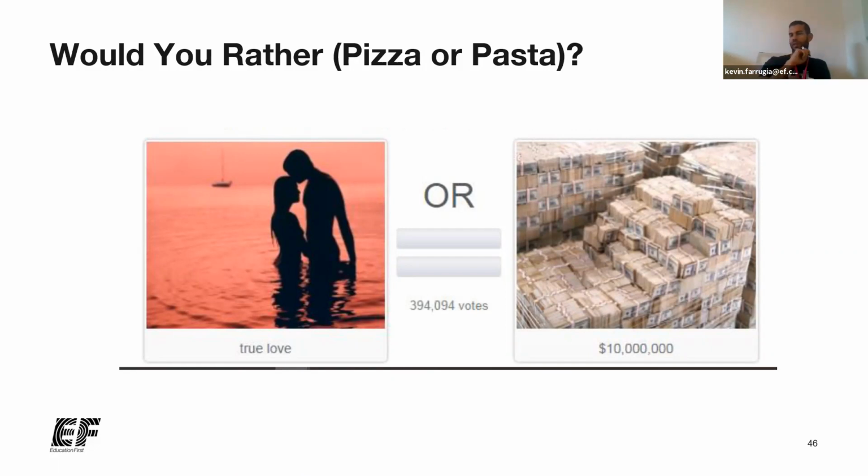I'm curious, what's your opinion? And could you write that in the chat box? If I ask you right now, you can have true love for the rest of your life or $10 million. What would you say? Money, love, money. So 2 money, 1 love, true love, money, money, love, money, love. It's like 5-4.